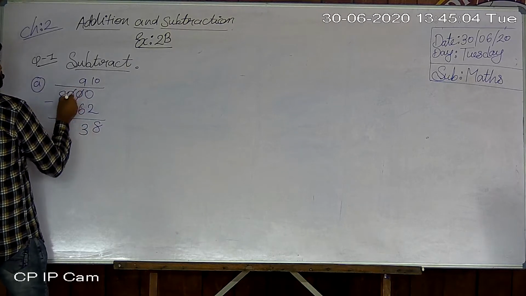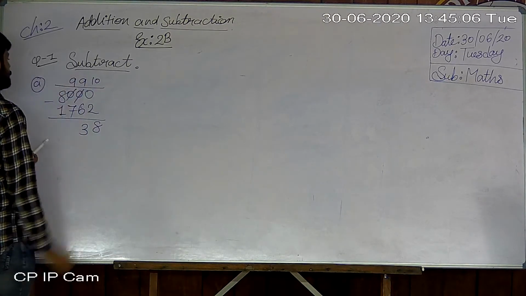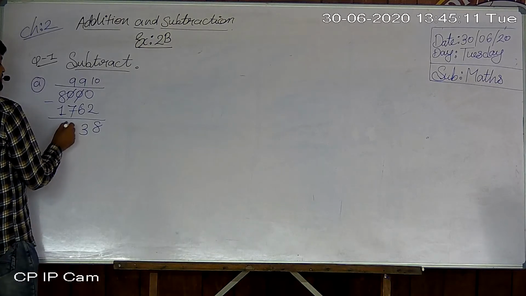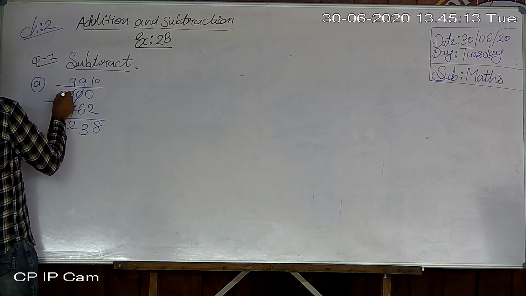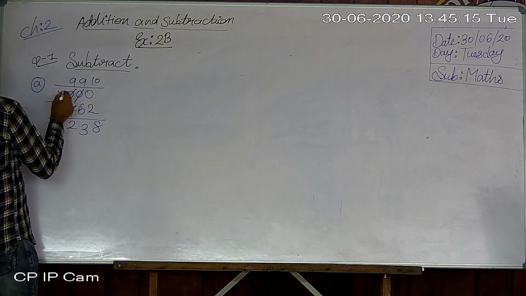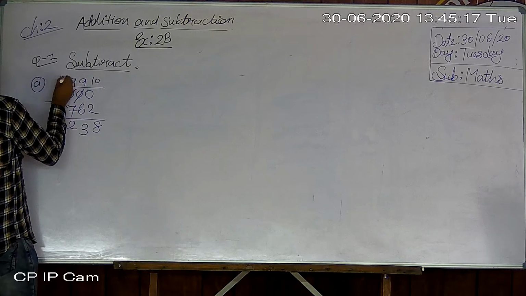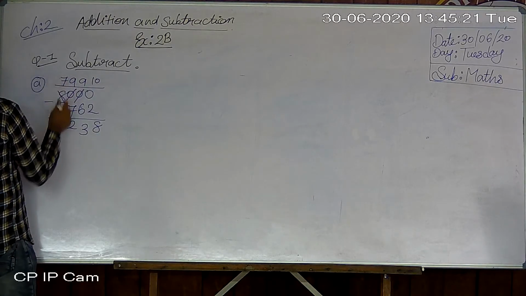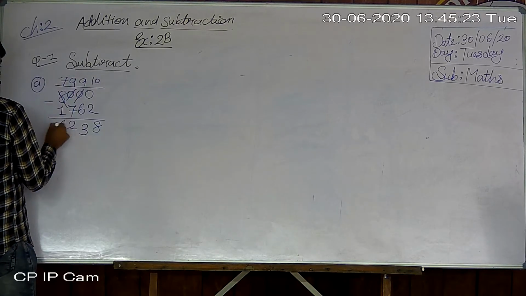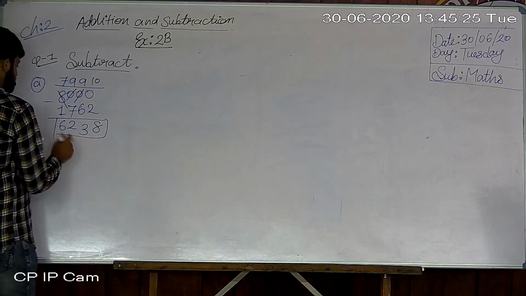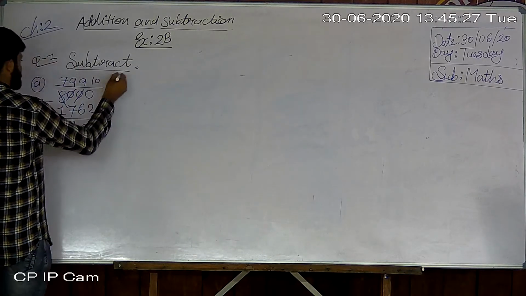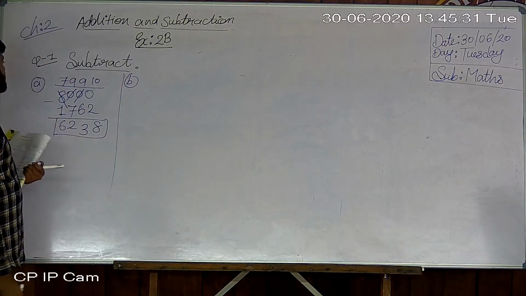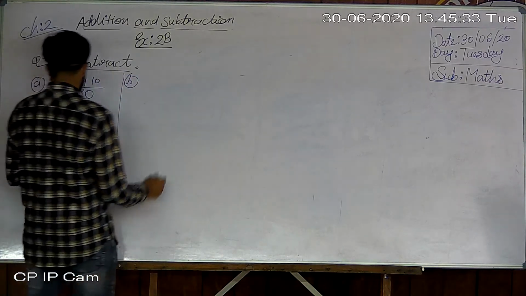Again here 0. So again I cut and put the 9. 9 minus 7, so 2. And again I cut here 8. The smaller digit than 8 is 7. 7 minus 1. So what is the answer? 6,238. Okay, understood. And then we start example number 2.